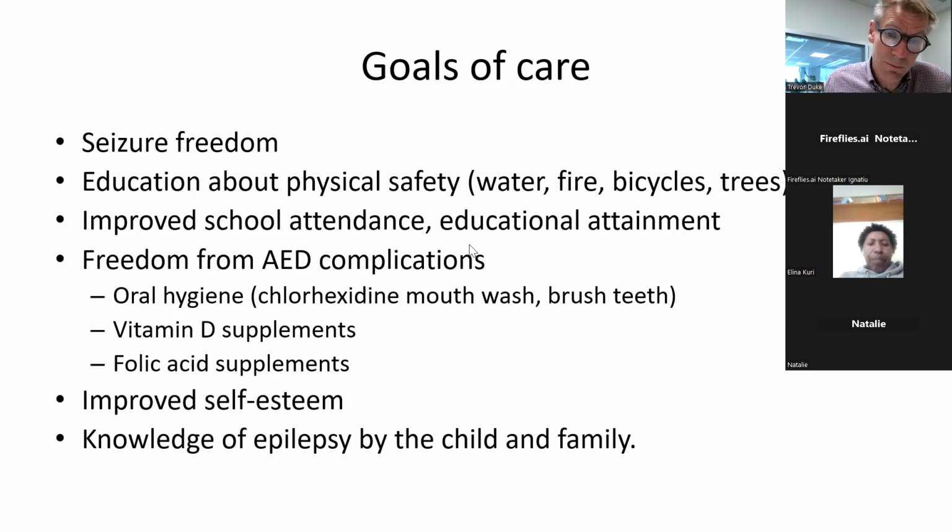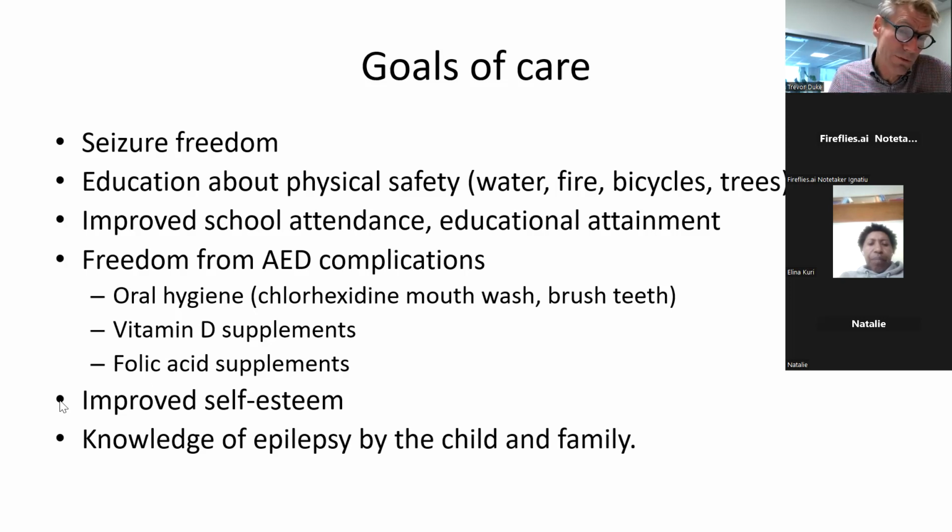One of the goals of care might be freedom from complications of anti-epileptic drugs, and there are ways that you can avoid some of the complications, like oral hygiene can reduce the risk of gum hypertrophy, and children should be on vitamin D supplements to protect them from osteoporosis, and they should be on folic acid supplements if they're on certain medications to reduce the risk of folate anemia.